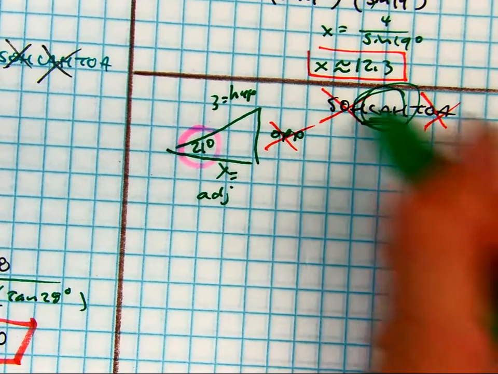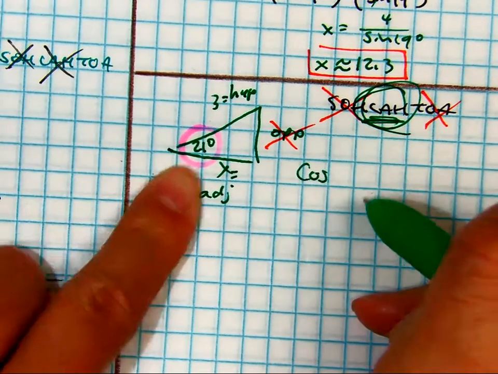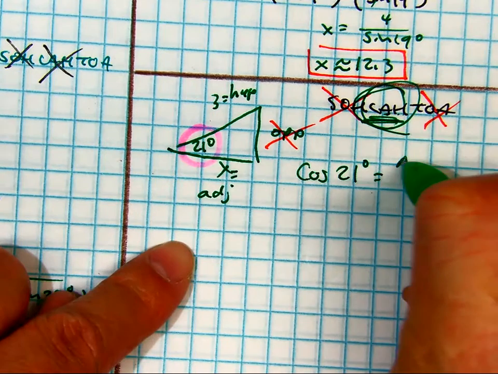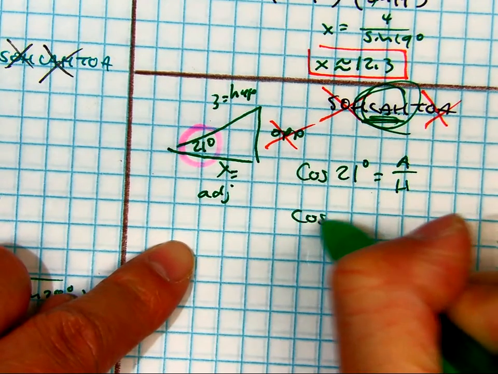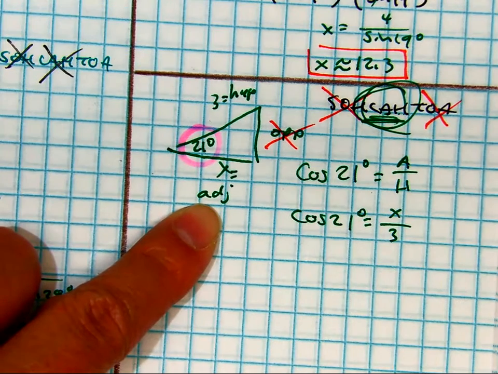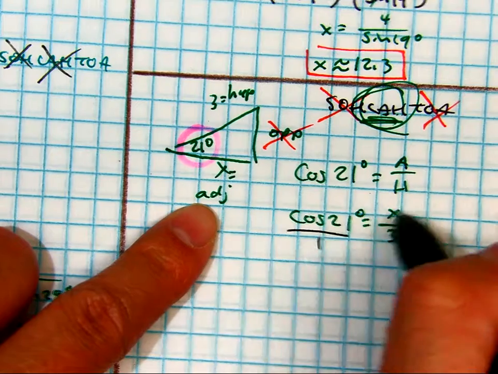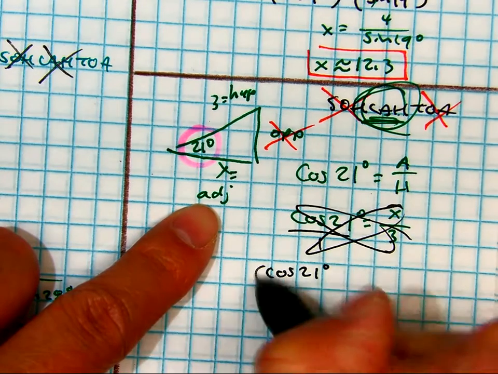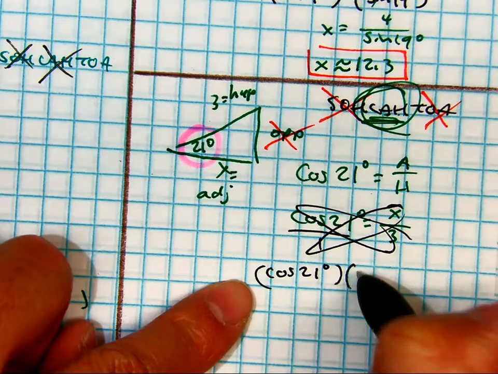cosine. Cosine of the angle, 21 degrees, is equal to the adjacent over the hypotenuse. So that'll be cosine of 21 equals x over 3. And then I can just cross multiply, make this a fraction. Cosine 21 degrees times 3 equals x.